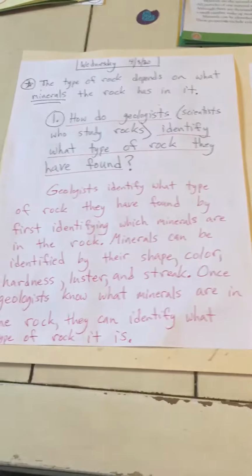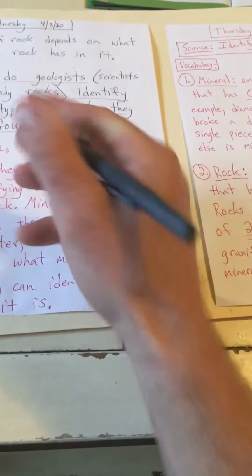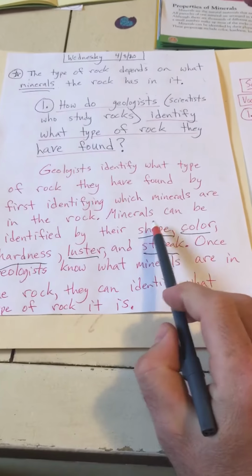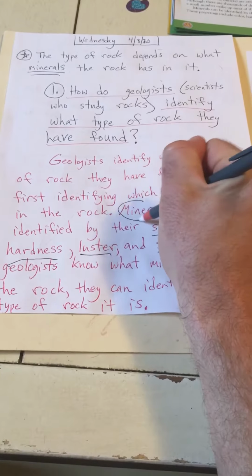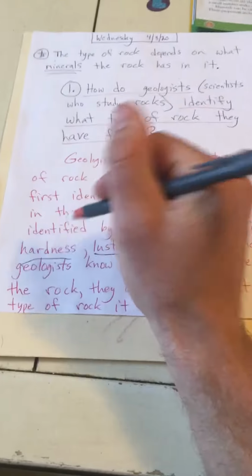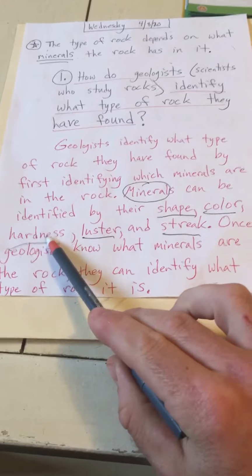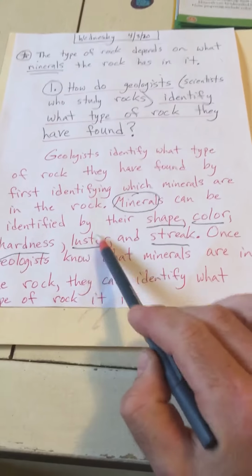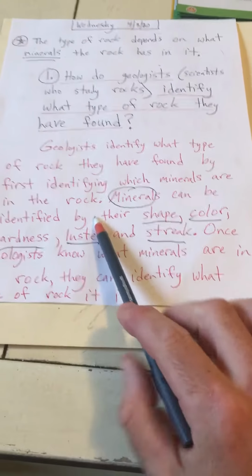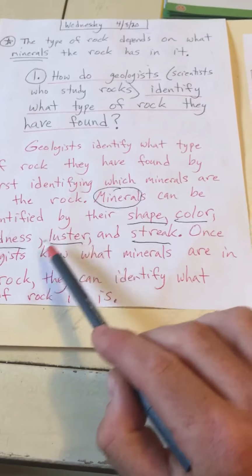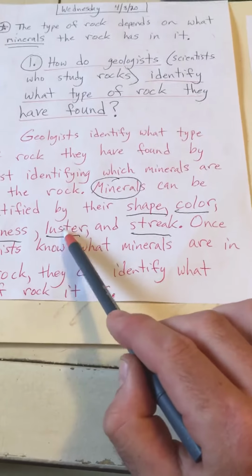We're going to talk quickly about these words in a minute. I found some information in a book that we can look at. Shape, color, hardness, luster, and streak. Those are all different ways that minerals can be identified. You can look at the mineral's shape, you can look at its color, you can look at its hardness, how hard it is. You can look at its luster, which is like if it gets hit by a light, how shiny it is. Does light go through it? Is it dull? Is it shiny? That would be its luster.